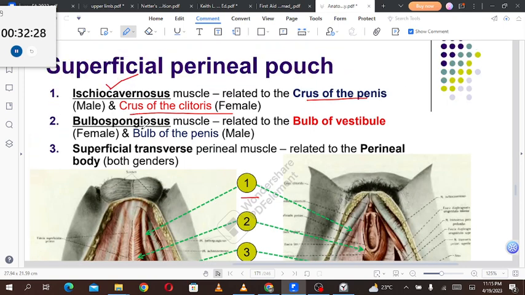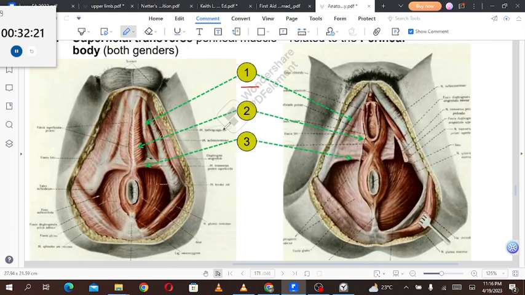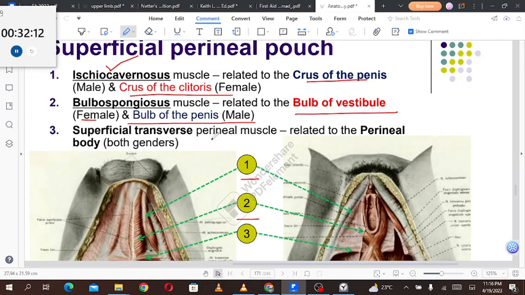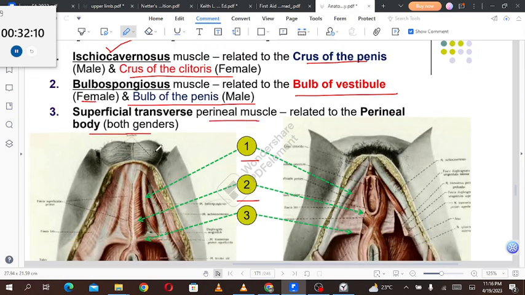Then we have the bulbospongiosus muscle that is related to the bulb of the vestibule in females and the bulb of the penis in males. The bulbospongiosus is number two. So number one is the ischio-cavernous, number two is the bulbospongiosus, found in both males and females. And number three, the superficial transverse perineal muscle, related to the perineal body, and that is found in both genders.